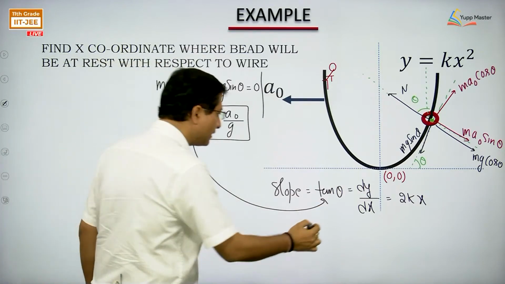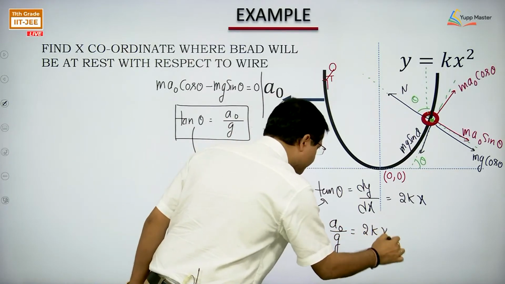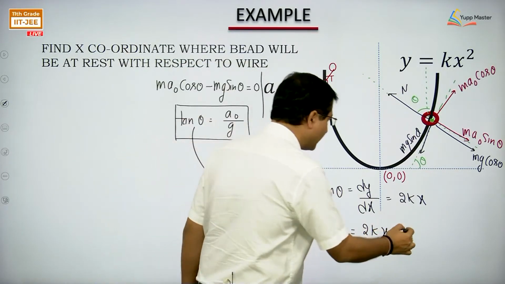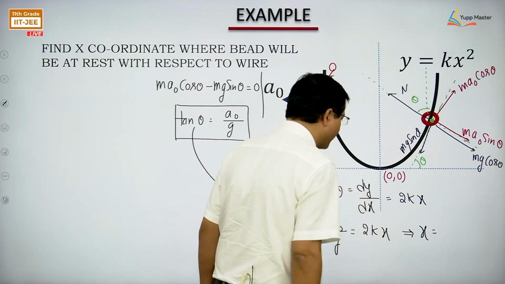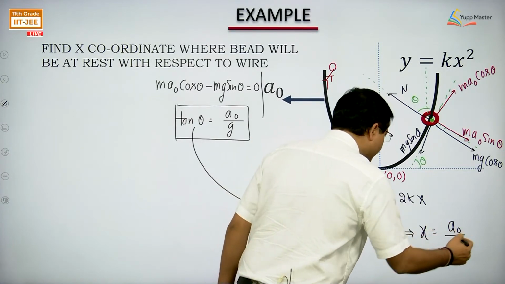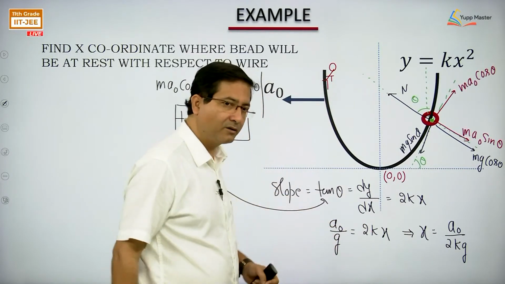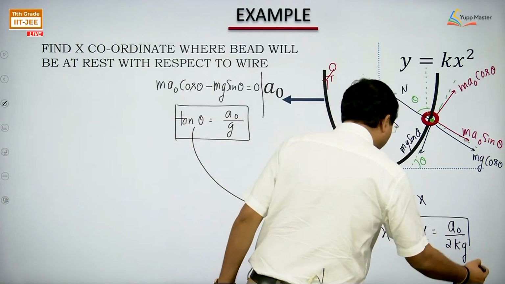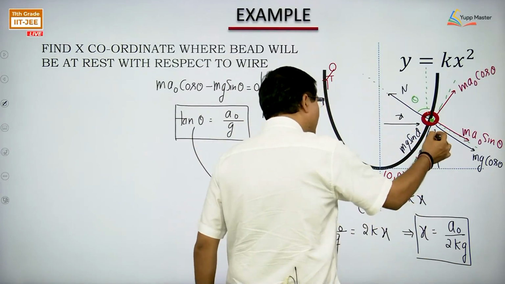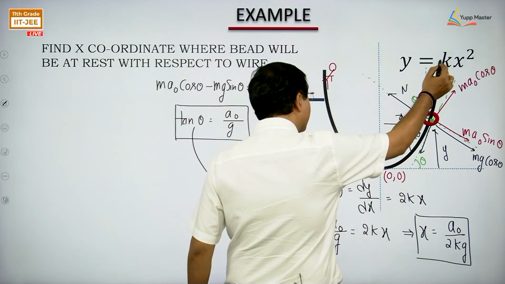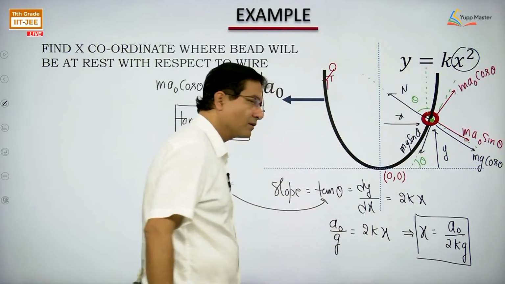So tan theta, which is a naught by g, is 2kx. That means the x coordinate of the point where the bead will be stationary with respect to the wire will be a naught divided by 2 k g. So this is the x coordinate. If I ask what is the height, or what is the y coordinate, I can substitute this value of x over here, and I will get the corresponding value of y. Simple.